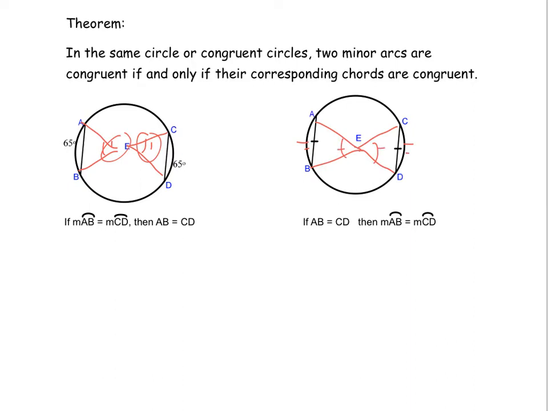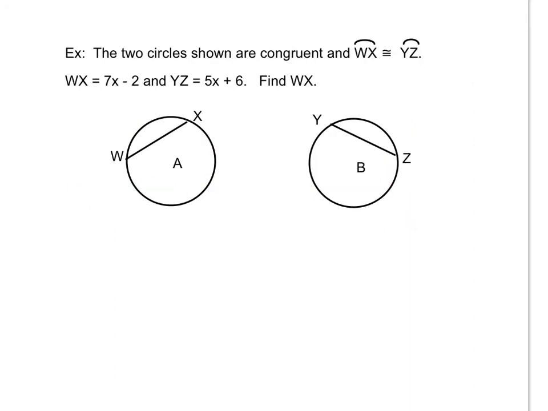Two circles are shown. They're congruent. And WX is congruent to YZ. If those two arcs are congruent, then their corresponding chords are congruent. So if that's the case, and WX is 7x minus 2 and YZ is 5x plus 6, those are equal.